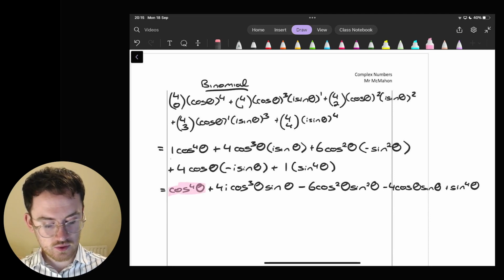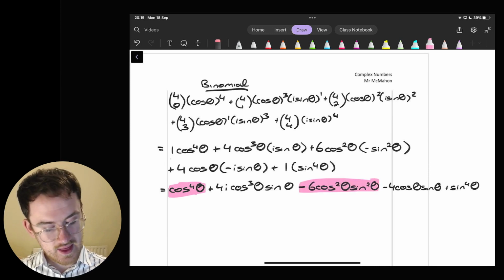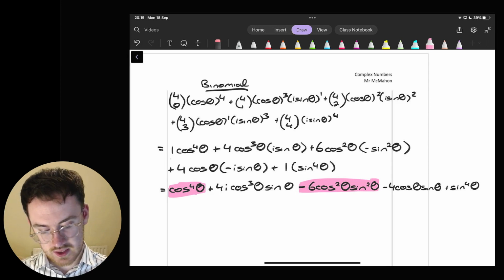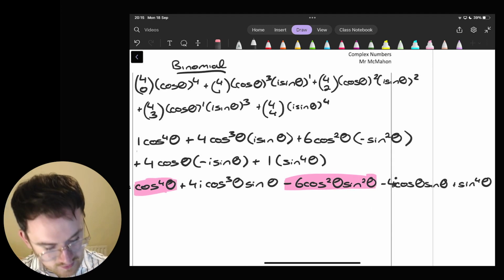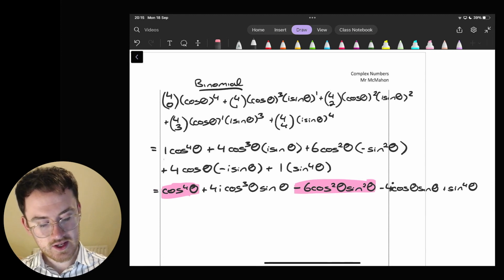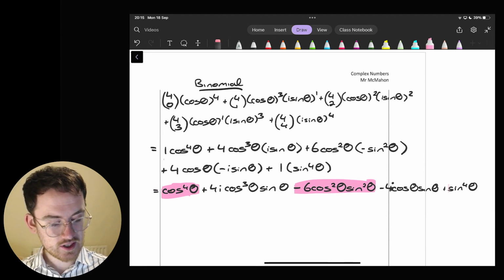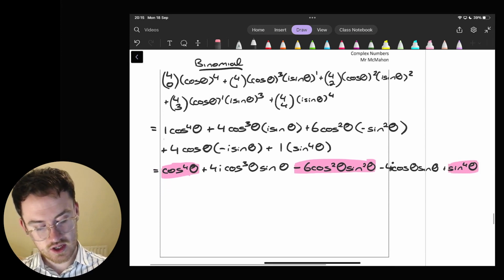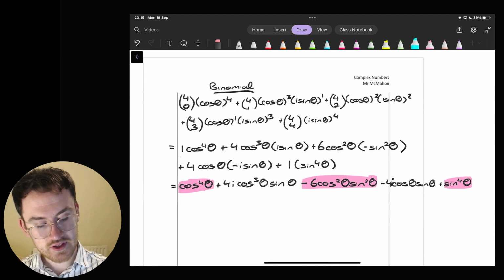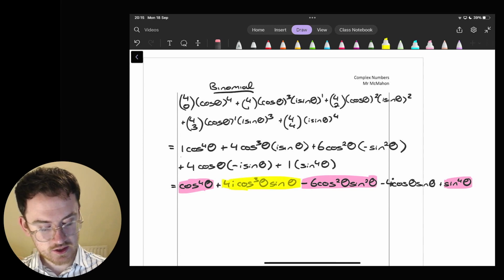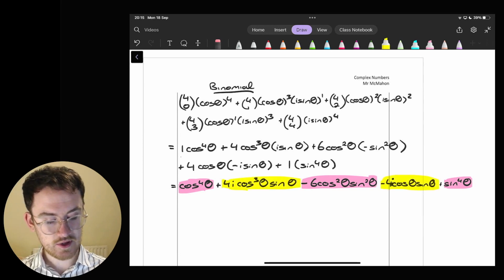So we have cos to the power of 4 theta. It has no i part. This part here also has no i part. And then, have I lost an i along the way there? I have an i in this part that I haven't included. So we have got an i part there. Okay, that's perfect, and we haven't got an i part on the last section. So let's group those bits together. And if we consider the imaginary parts, that's going to be this part here and this part here.